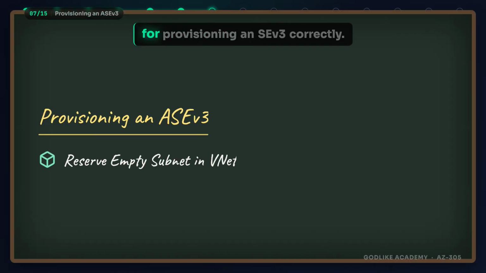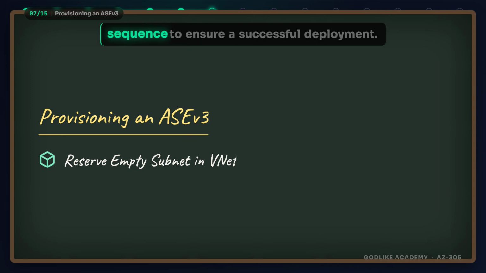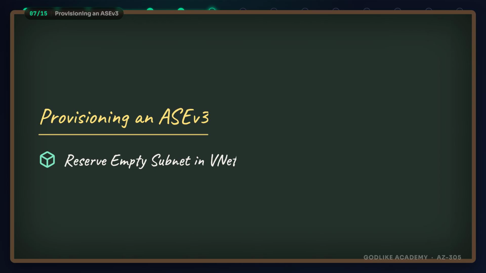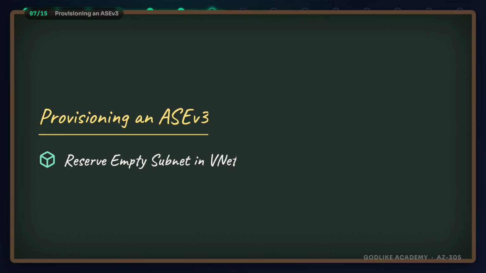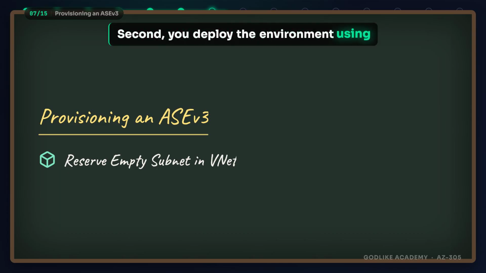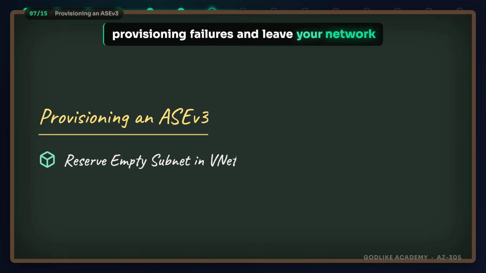Now let's look at the procedure for provisioning an ASEv3 correctly. We will follow a strict 3-step sequence to ensure a successful deployment. First, you must reserve an empty subnet in your VNet with at least 50 available IP addresses. Second, you deploy the environment using infrastructure as code like Bicep templates. Third, you configure DNS and security controls to complete the setup.